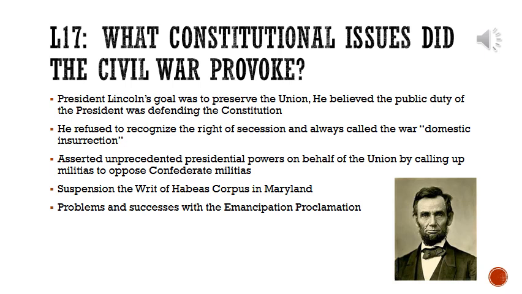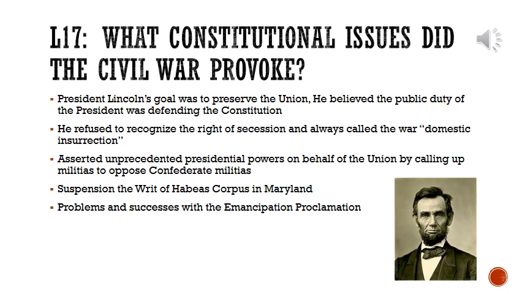Assertion of unprecedented presidential powers on behalf of the Union by calling up militias to oppose Confederate militias. So Abraham Lincoln is going to believe that he has what he calls war powers, and that he's going to get this from the Constitution. So Congress does declare war, but when it comes to matters of war, defending the country or any type of war efforts, it is going to be up to the president. So the president is going to call up armies, state militias, that's eventually going to become the Army of the Potomac, the Union Army, to go out and oppose these Confederate militias.